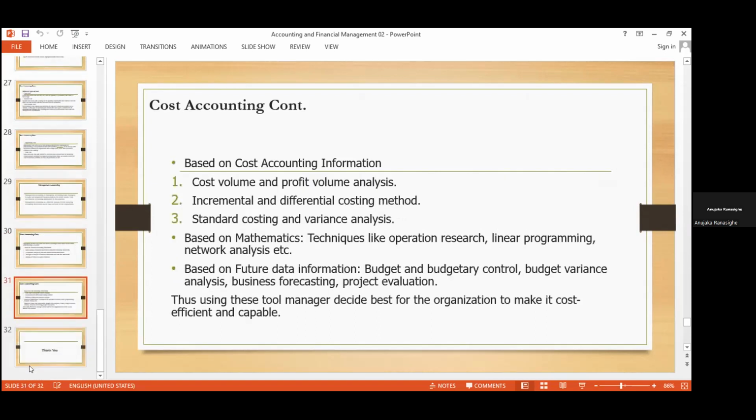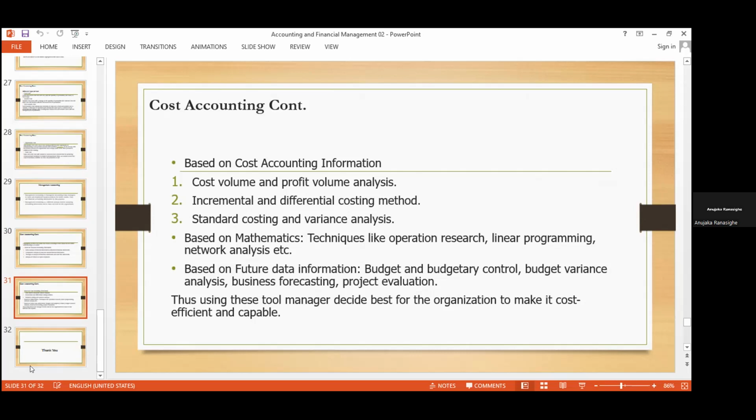Another part is based on cost accounting information: cost volume profit analysis, incremental and differential costing, standard costing and variance analysis. Another is based on mathematics, using techniques like operations research, linear programming, network analysis, and many other techniques for analyzing cost accounting.